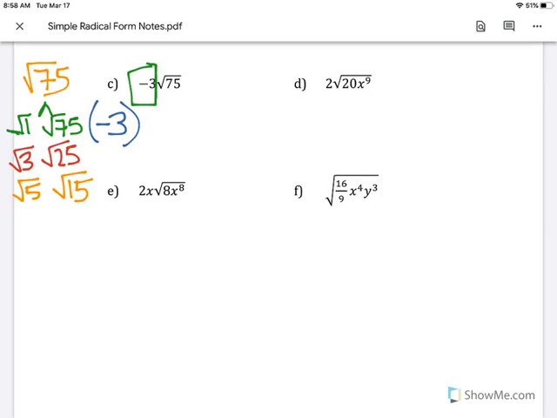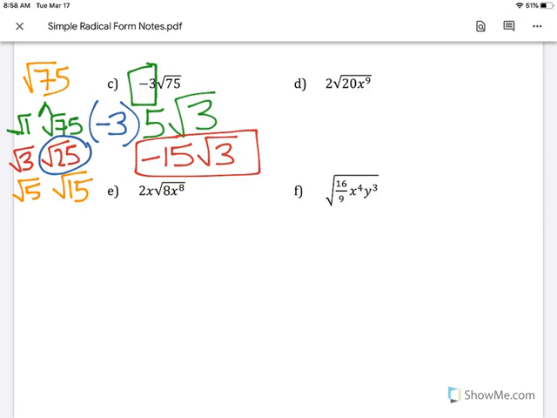Okay, this should be all the factors that I need. And if we look at this list, the largest perfect square is 25. So the square root of 25 is 5. So that 5 gets taken out of the radical, and the only thing left is the square root of 3. Now, this answer looks strange because it's not quite simplified. So when I multiply -3 and 5 together, I get -15, and then I still have the square root of 3, and that's my final answer.